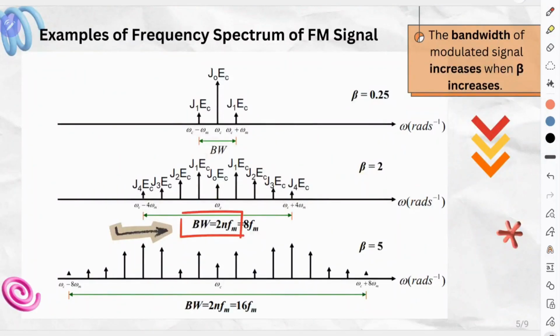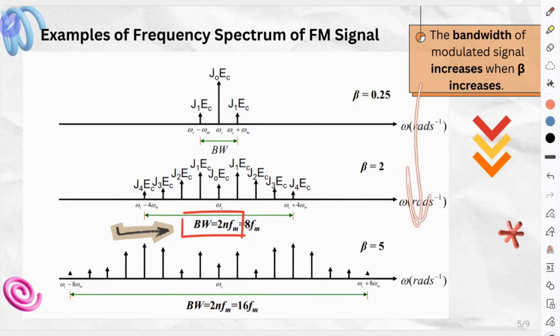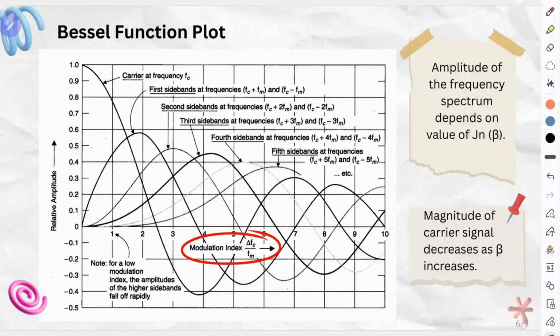This slide shows an example of FM spectra. We can observe that the bandwidth increases when beta increases because more sidebands appear. The Bessel function plot also shows the magnitude of the carrier decreases as beta increases, since more power is distributed into the sidebands. The amplitude of the frequency spectrum depends on the value of Jn of beta.